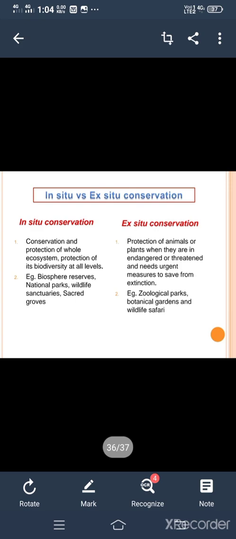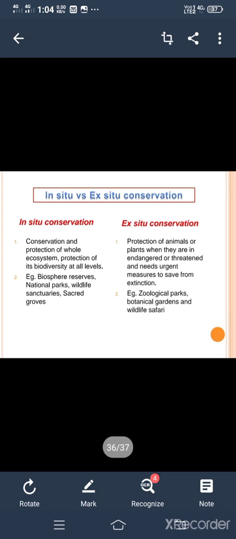where they are present. In situ means conserving them in the place where they are, not moving them elsewhere, conserving them wherever they live so they stay safe. That is what we call in situ conservation. For example, biodiversity hotspots, biosphere reserves, national parks, wildlife sanctuaries, and sacred groves. These are some examples.